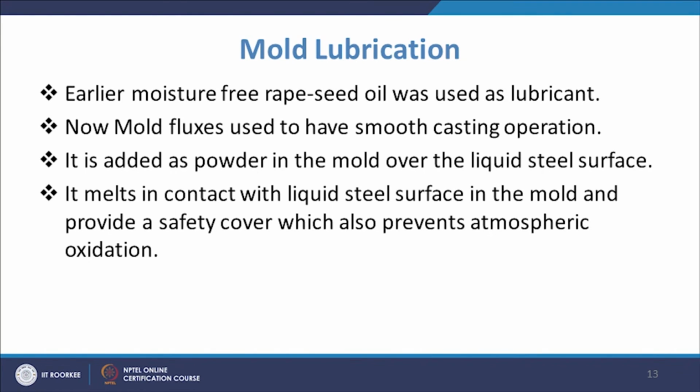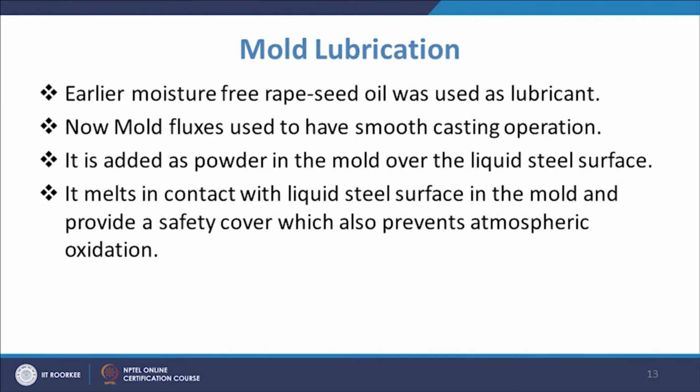Mold lubrication. Earlier, moisture free rapeseed oil was used as the mold lubricant, as we had discussed, that you have to have some lubrication so that there is no sticking. Now, mold fluxes are used to have a smooth casting operation, and they are added as powder in the mold over the liquid steel surface. That is the normal practice.